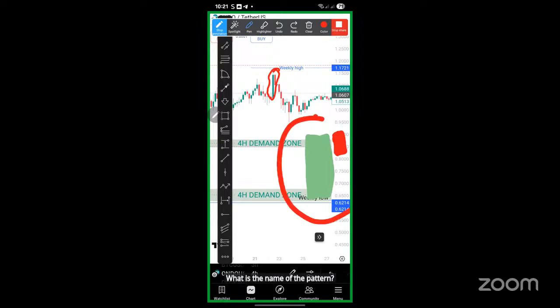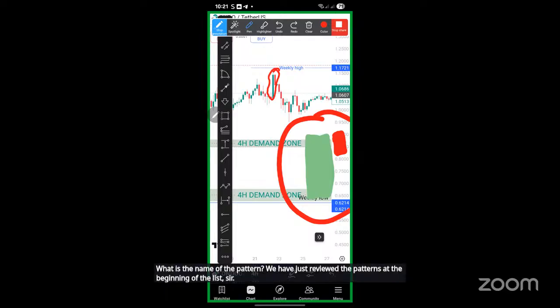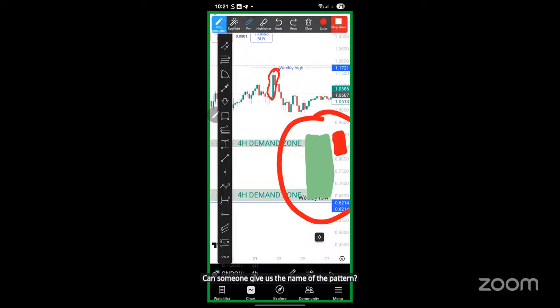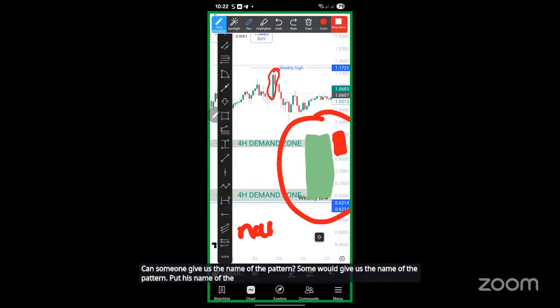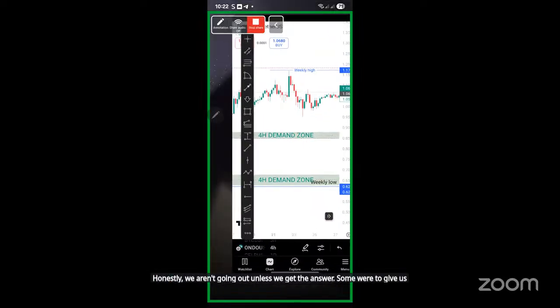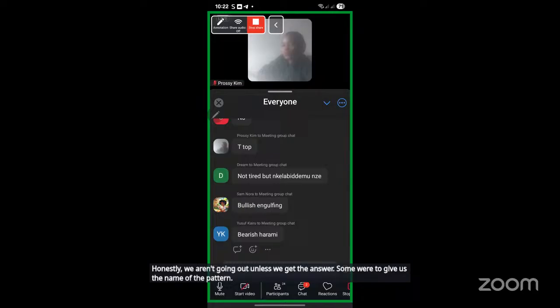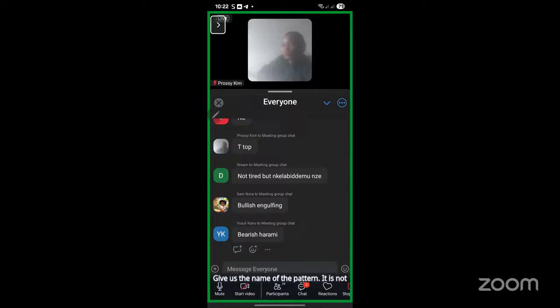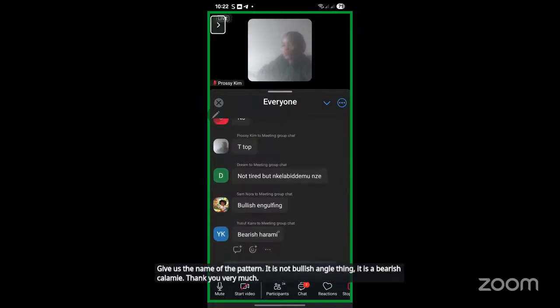We have just reviewed the patterns at the beginning of the lesson. Can somebody give us the name of the pattern? Please name the pattern and we go from here. We are not going out unless we get the answer. It is not bullish engulfing, it is a bearish harami. Thank you very much. Bearish harami.